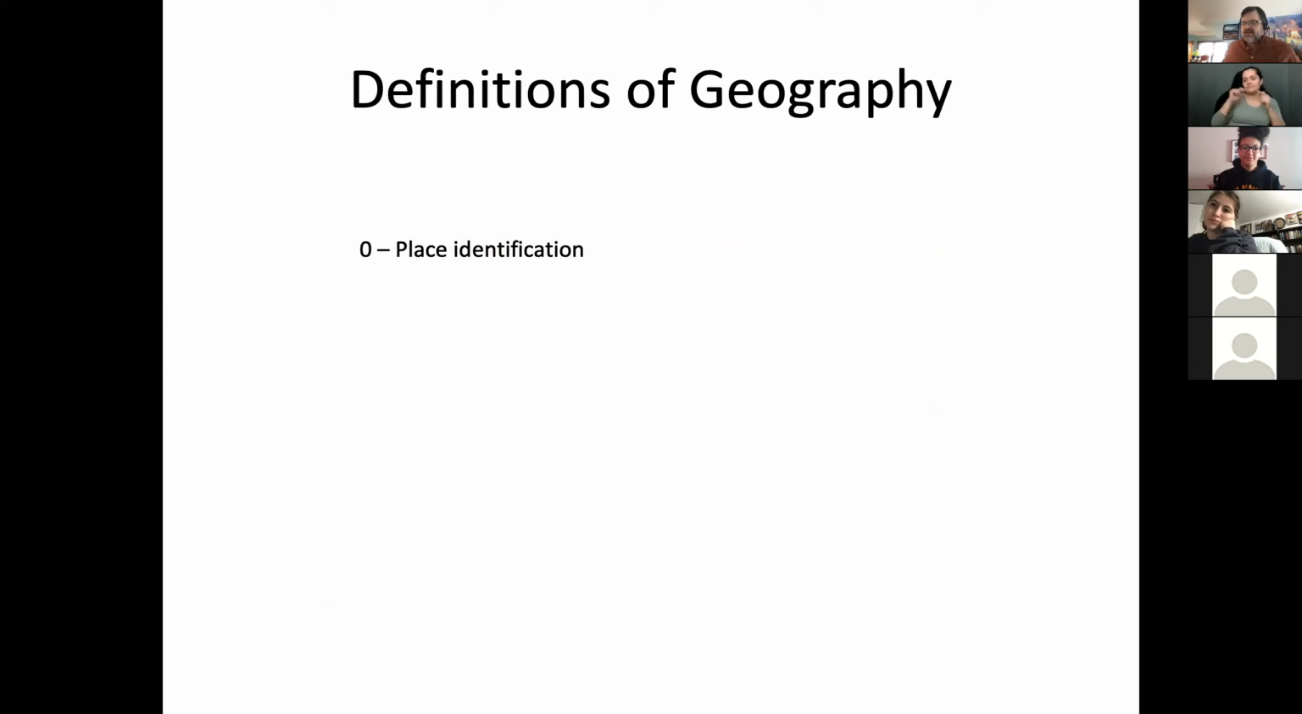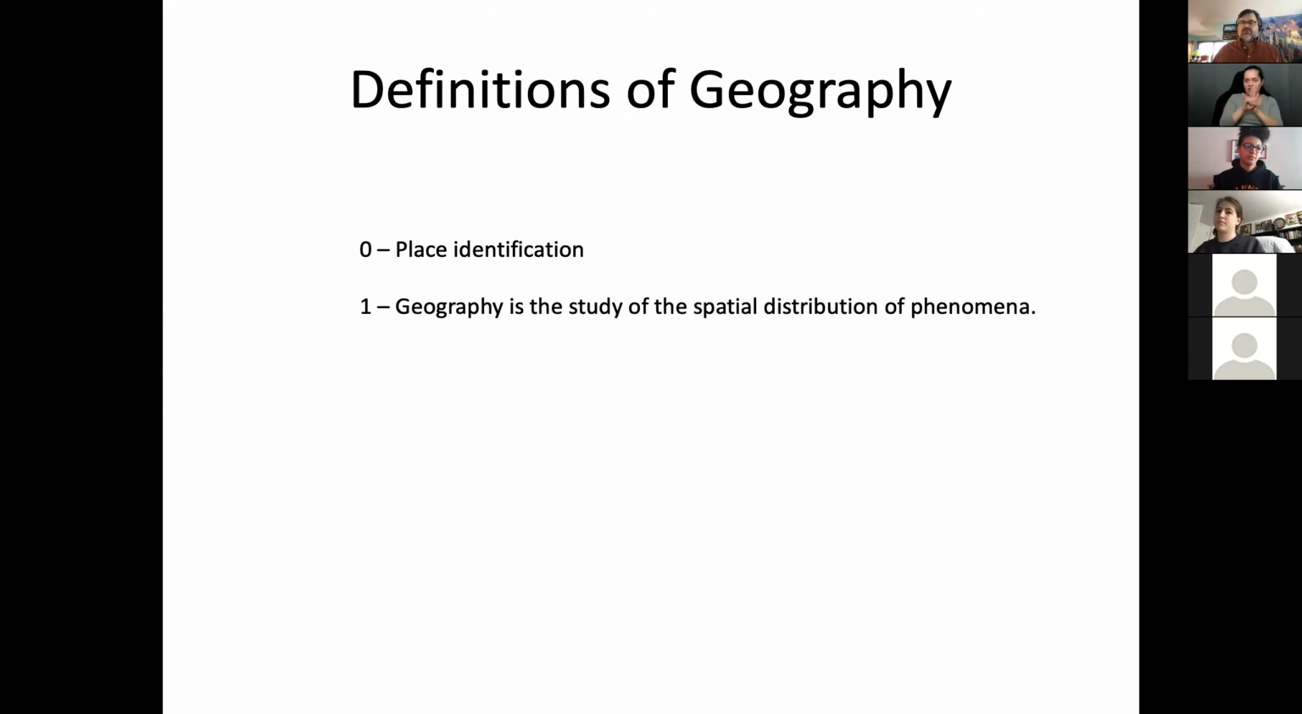Okay, so now I have some definitions of geography for you to know so that we understand what this thing, geography, is. And I'm going to start with what I call definition zero, because it's not good enough. But it is something. It's place identification. It would include map quizzes. All right, but definition number one I do like. Geography is the study of the spatial distribution of phenomena. The study of the spatial distribution of phenomena.